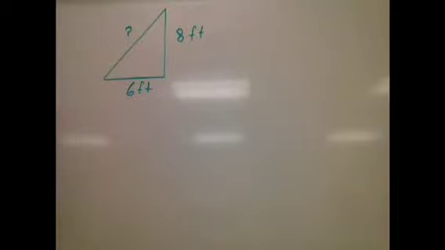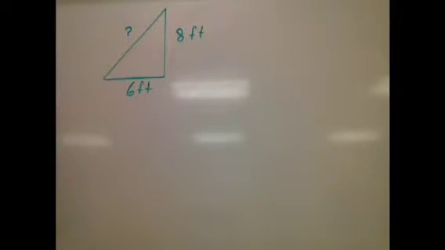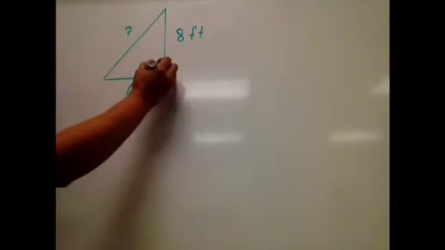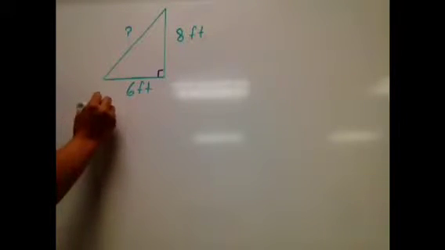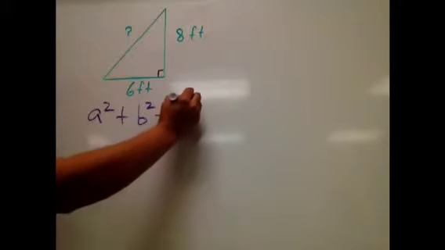Okay? Now, this can be a little confusing, but let's use the Pythagorean Theorem to find this side that's unknown. Now, it looks like the right angle is right here. So what we're going to do is we're going to say a squared plus b squared equals c squared.